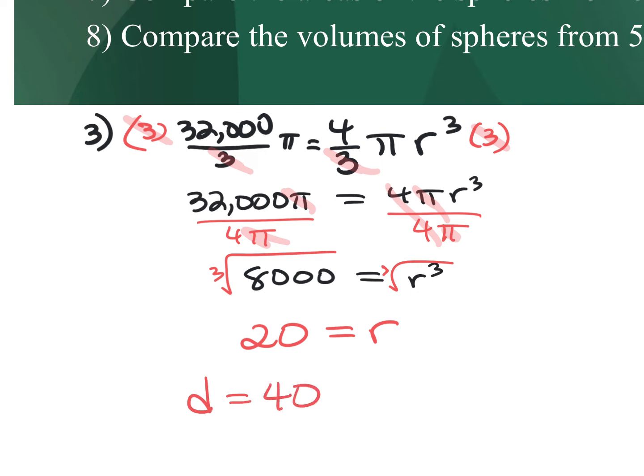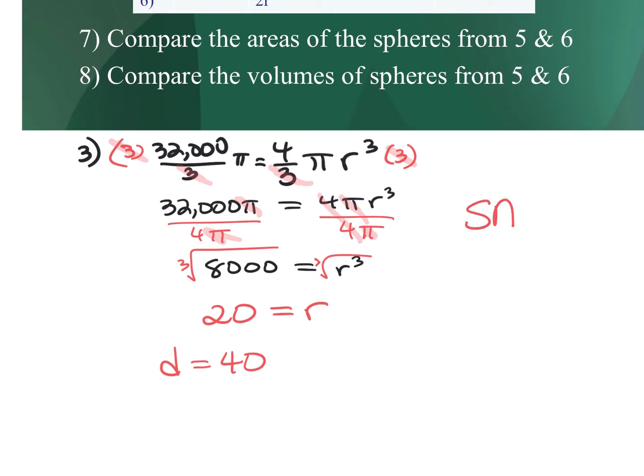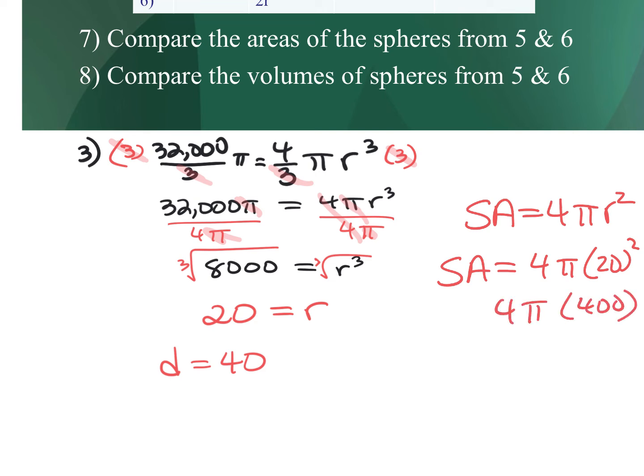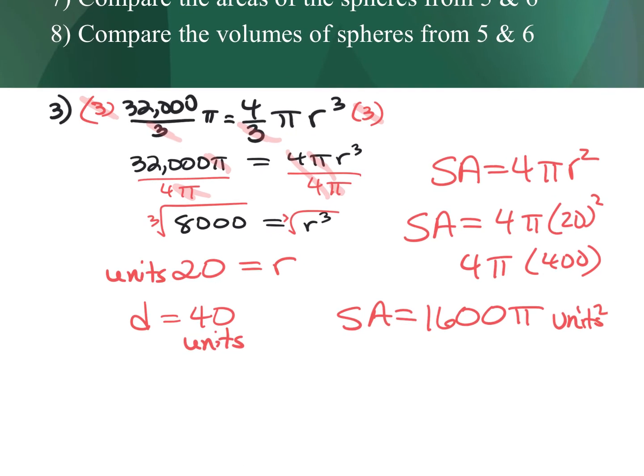I also need to find the surface area for number 3. The surface area formula is 4 pi r squared. So now that I have the radius, I'll put 20 in here, and I can square it, and that gives me 400. 400 times 4 is 1600 pi, and these are units squared. The radius over here is units, and so is the diameter. Not squared, only the area is squared.